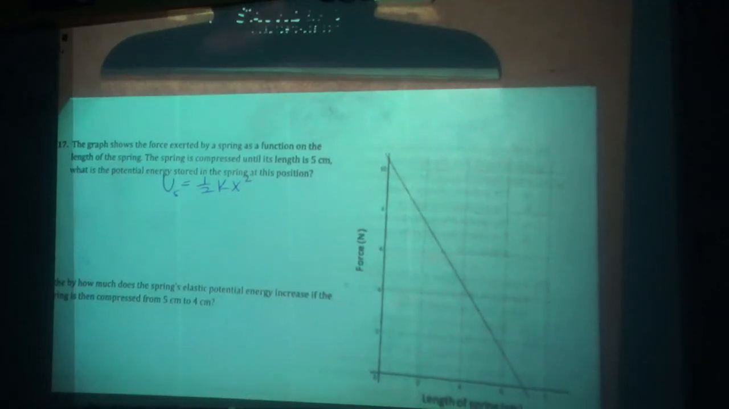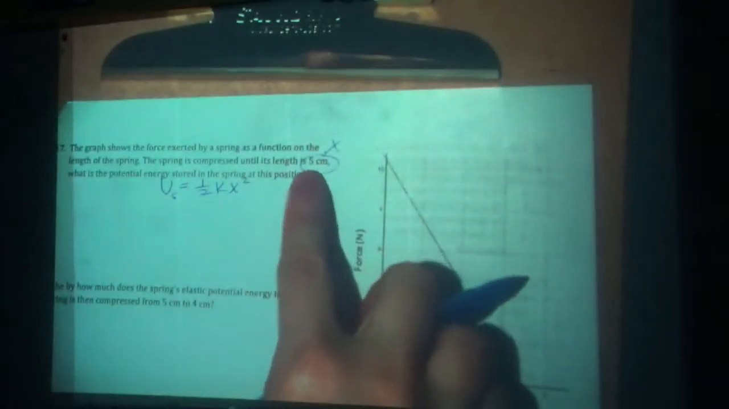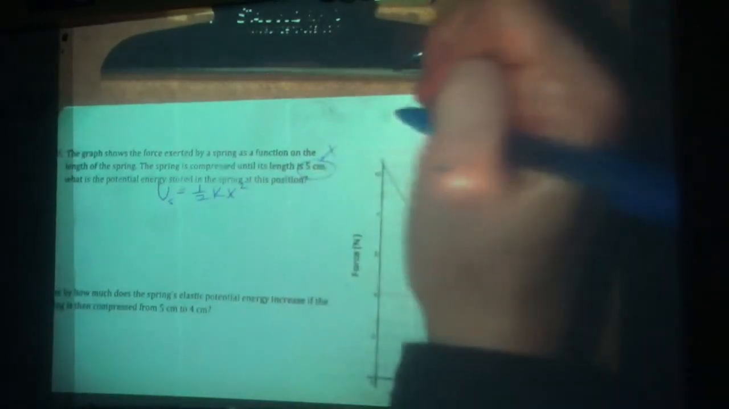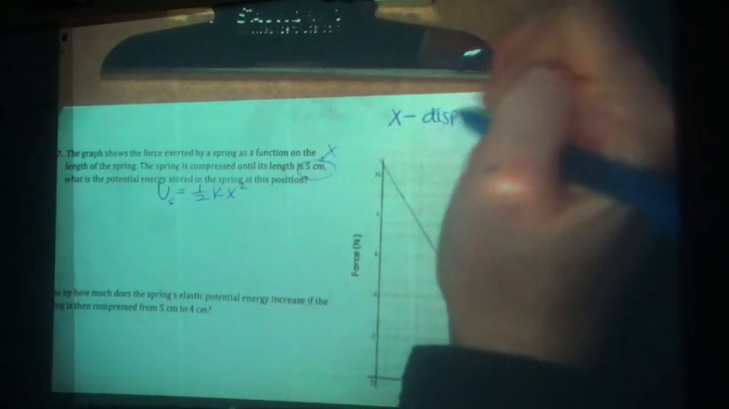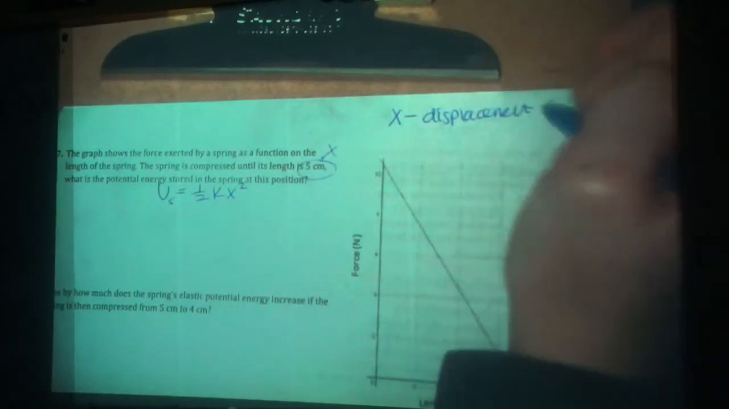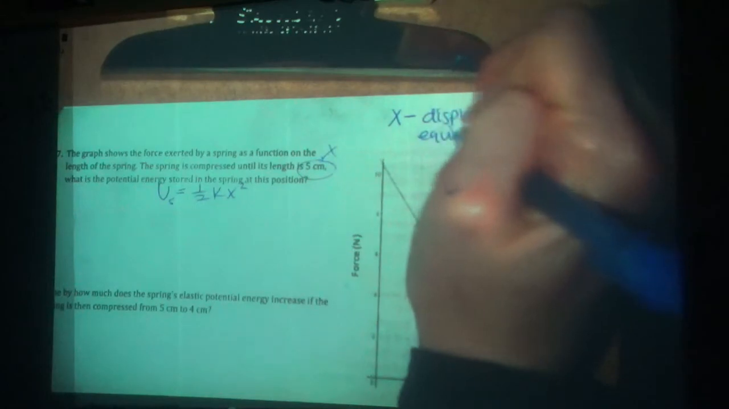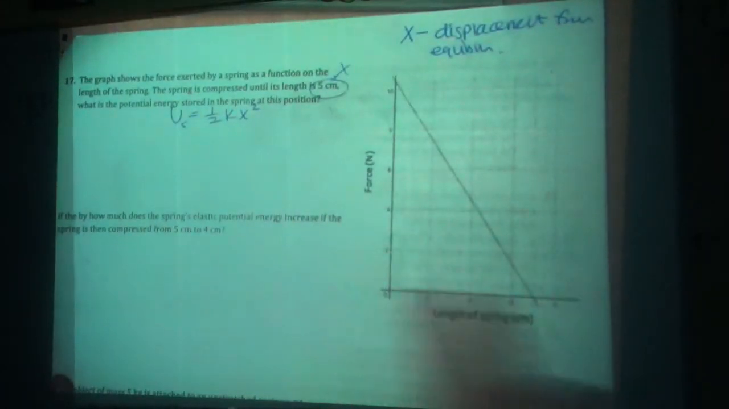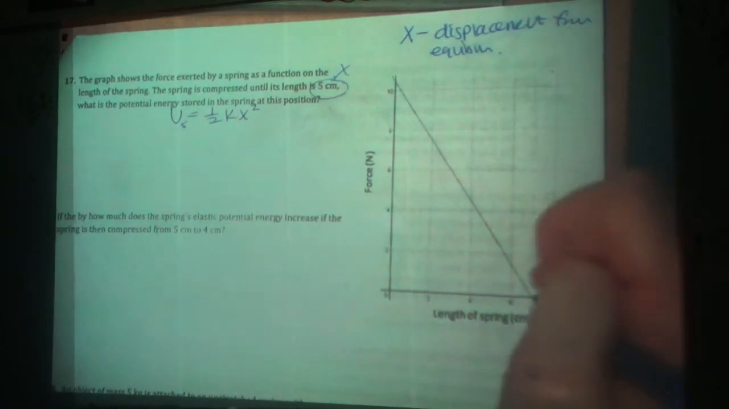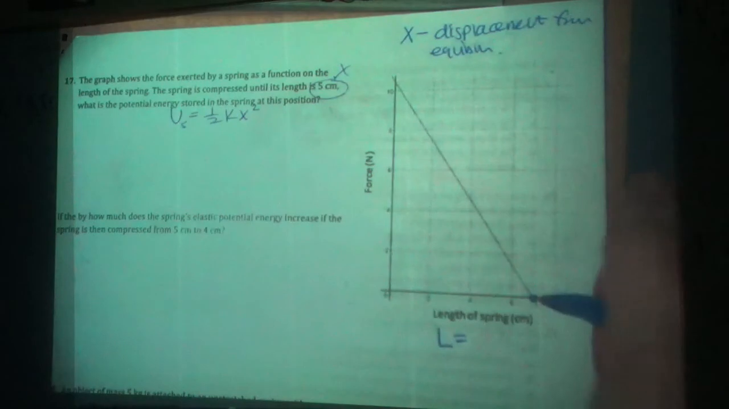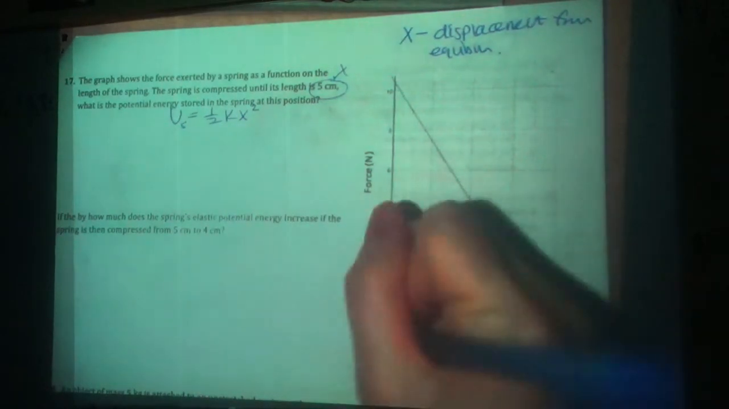Now it's super tempting to say like, oh, this is my x. This is actually not my x. This is the length of the spring. Remember, x is defined as displacement from equilibrium. So if you look at your graph, you should be wondering, okay, which of these distances corresponds to equilibrium? Well, by definition, equilibrium is where your force is 0. So then the length of, what is that, 7 centimeters is equilibrium.